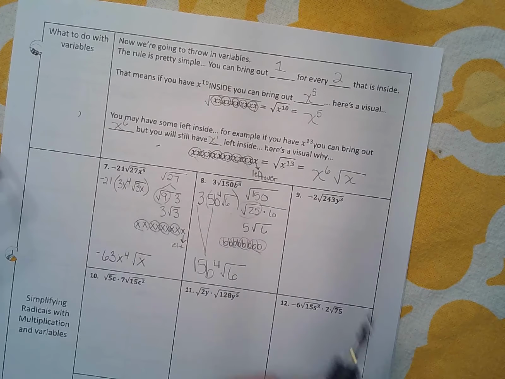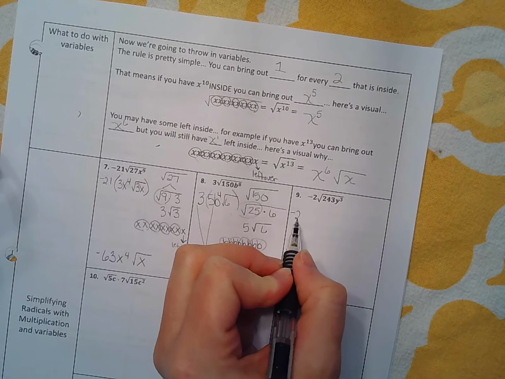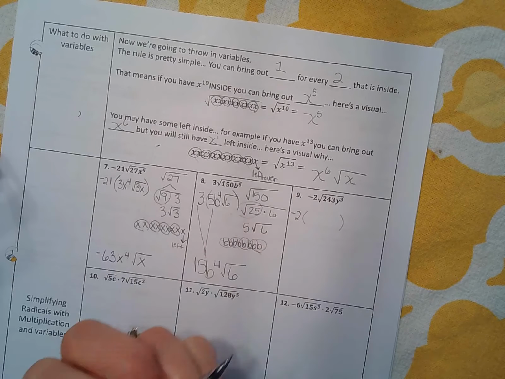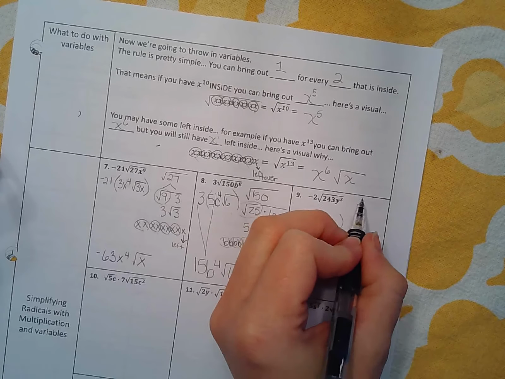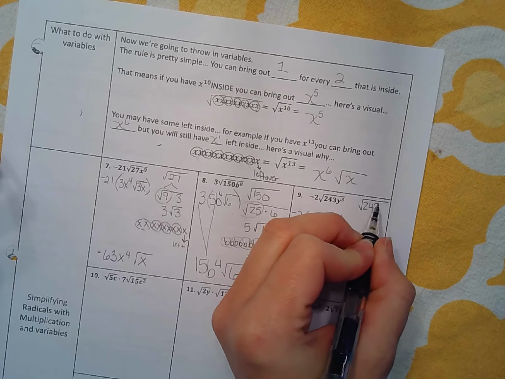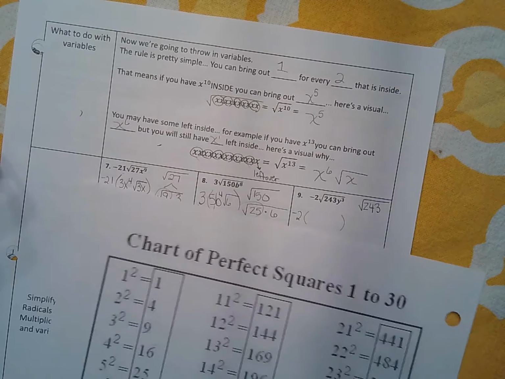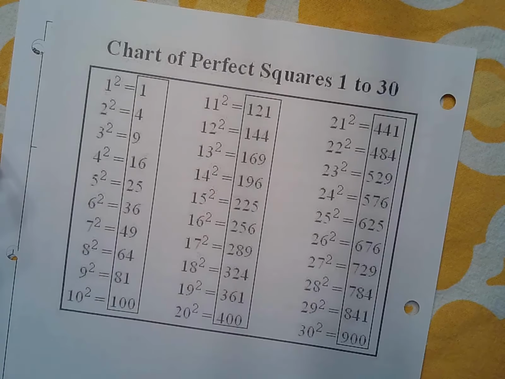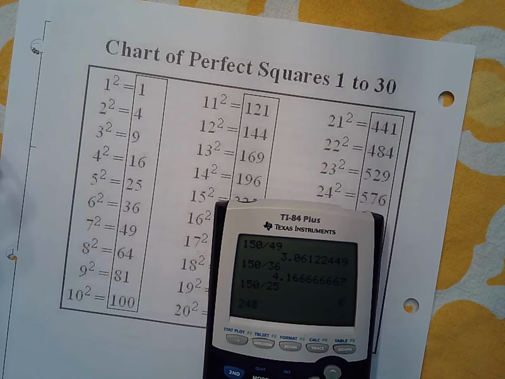Number 9, bring down the negative 2. And then we'll figure out what goes beside it. Okay, so we have to deal with the square root of 243 on the side. All right, you guys are about to see some magic happen with my perfect square root sheet. We're on 243. 243 divided by 169. No, 243 divided by 144, 243 divided by 121, 243 divided by 100, 243 divided by 81. Ding, ding, ding, ding. It is 81 and 3.